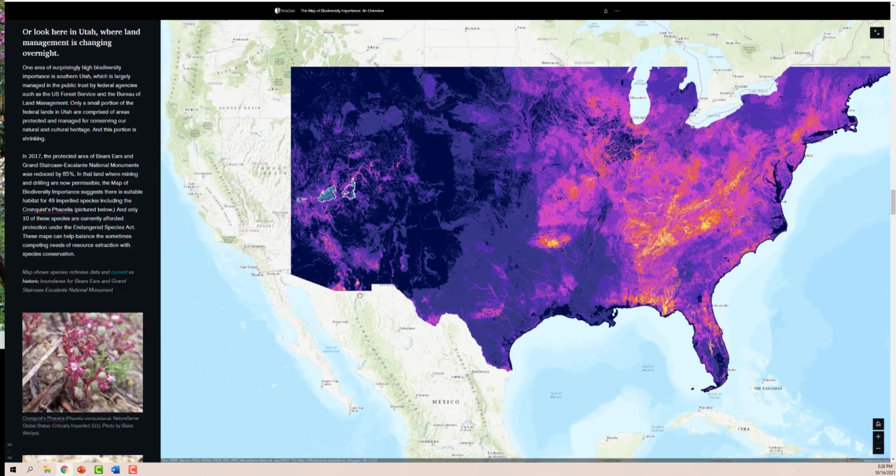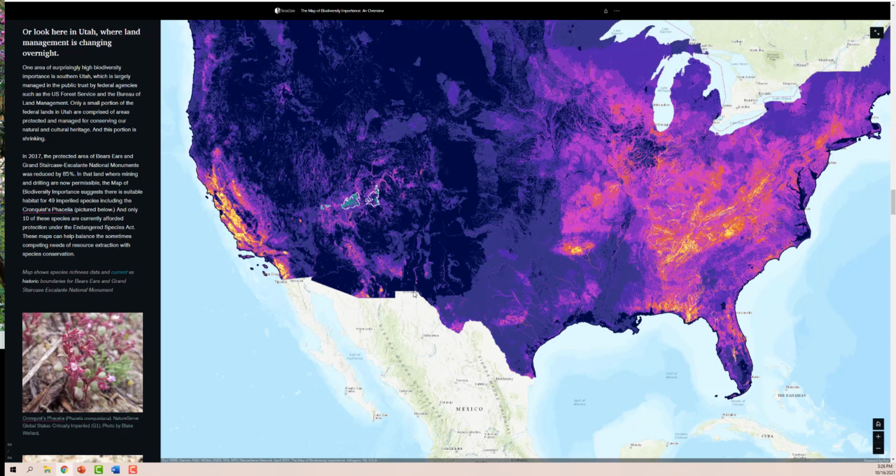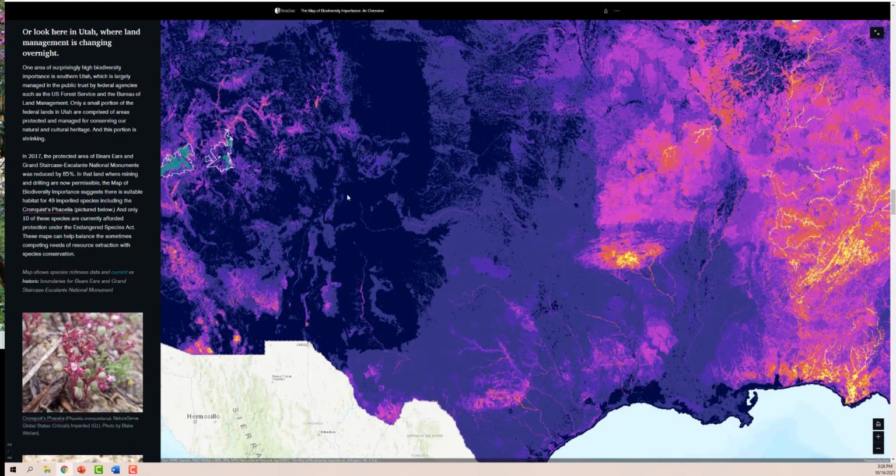We can also look at this location in Utah, and this is a surprisingly high biodiversity importance according to this model. And it's largely managed by public trust of federal agencies such as the U.S. Forest Service and the Bureau of Land Management, but only a small portion of federal lands in Utah are comprised as areas that are protected or managed for conserving our natural and cultural heritage. And this portion of lands is unfortunately shrinking.